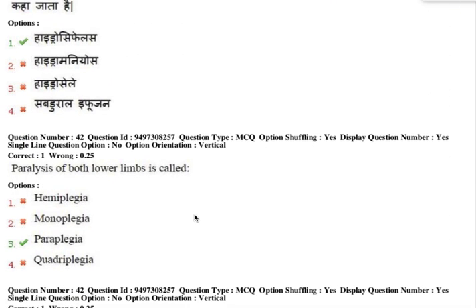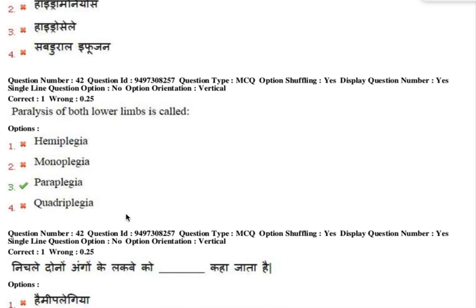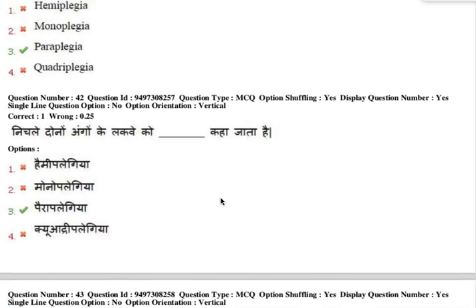Next question. Paralysis of both lower limbs is called. Correct answer is third, paraplegia. Paraplegia is paralysis of both lower limbs. And quadriplegia is both hands and both legs. And monoplegia is on one side. So it's paraplegia for the paralysis of both lower limbs.